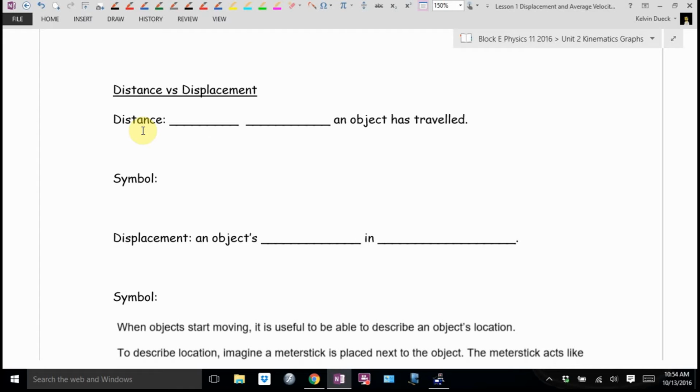Distance versus displacement. Distance is how far an object has traveled. You may have noticed that in physics we tend to abbreviate, so we're going to use a symbol for distance. We're never going to write it out. The correct proper symbol for distance comes to us from Isaac Newton because he used it. Now, he did a lot of his work in Latin, and so the correct symbol for distance is a lowercase s.